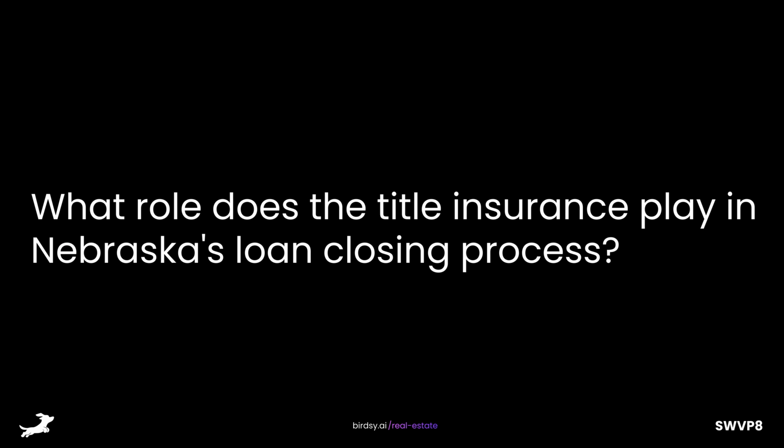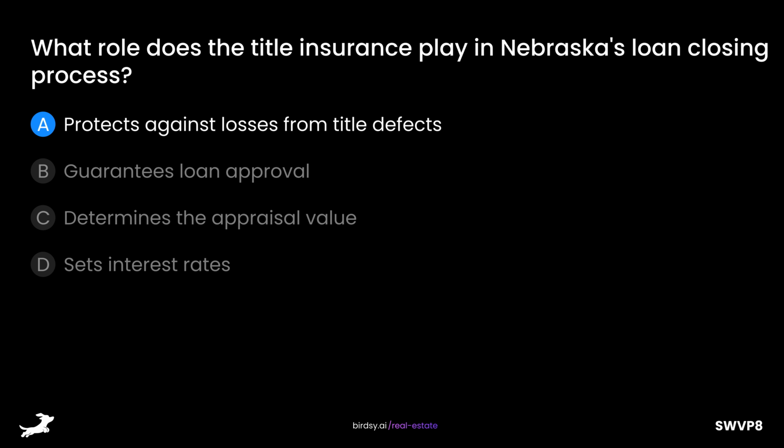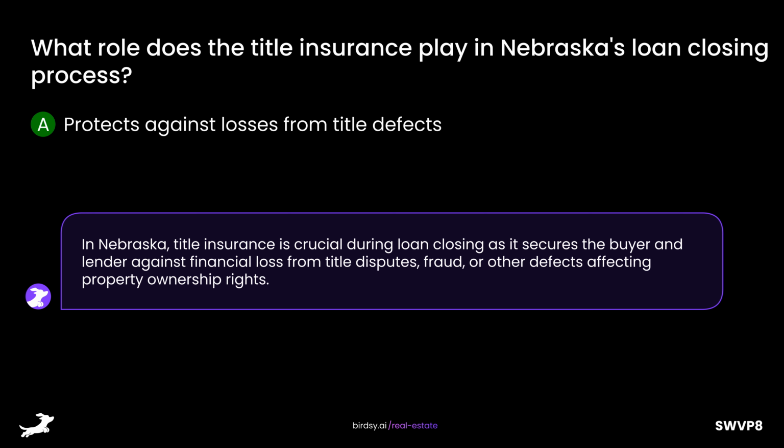What role does title insurance play in Nebraska's loan closing process? Is it A, protects against losses from title defects, B, guarantees loan approval, C, determines the appraisal value, or D, sets interest rates? The answer is A, protects against losses from title defects. In Nebraska, title insurance is crucial during loan closing as it secures the buyer and lender against financial loss from title disputes, fraud, or other defects affecting property ownership rights.